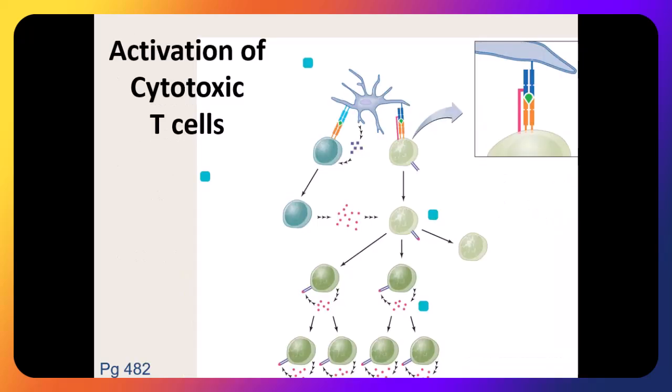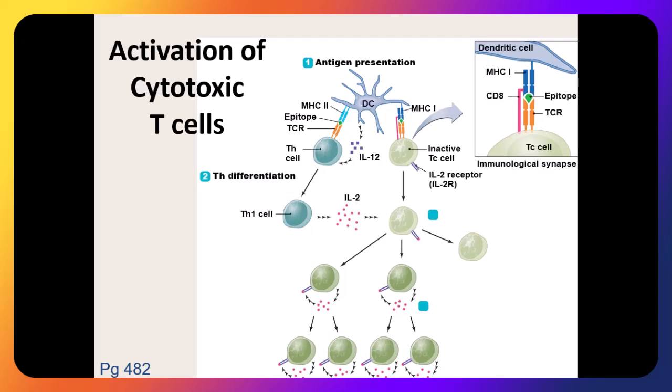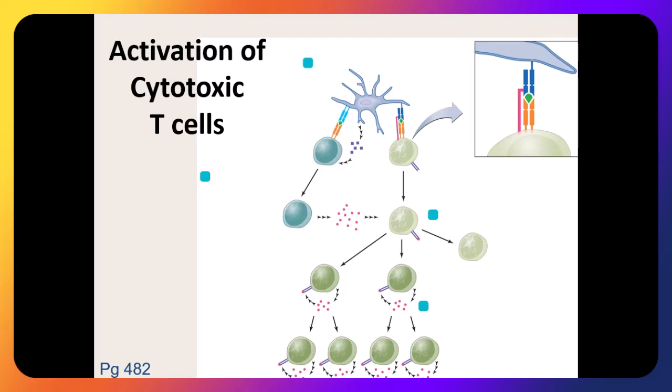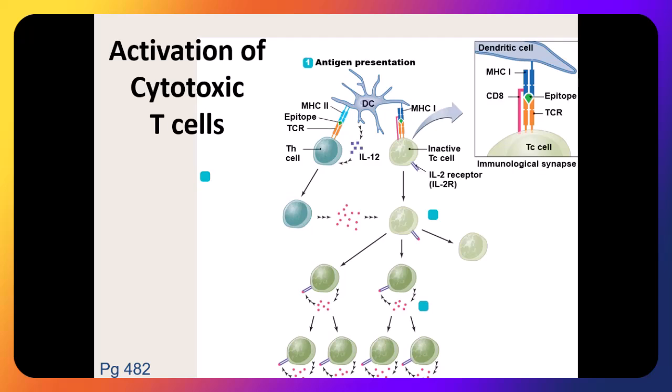Now, activating our cytotoxic T cells. It's like a 4-step process, even though it looks like less than that. The first part is we have to activate the cells, and we do that by presenting antigens. The DC up here stands for dendritic cell, which is an antigen-presenting cell. It has MHC2 antigens on it, and it has MHC1 antigens on it. So the very first thing, we can't start anything without first presenting the antigen, whether it's on an MHC1 or on an MHC2.